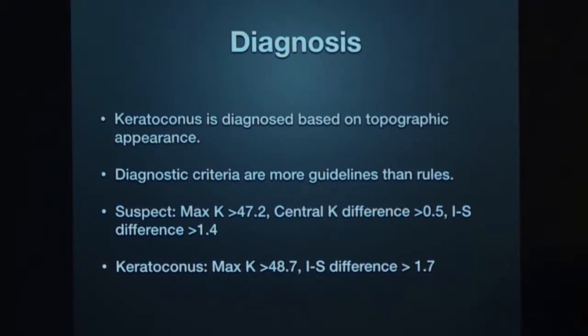The diagnostic criteria are more guidelines than rules. I have written up here numbers that would make somebody a suspect and numbers that would make somebody have the diagnosis of keratoconus. But you can look at somebody's cornea and look at their numbers, and they don't meet the numbers, but the way the topography looks, you would say, yes, this is keratoconus. You might even look at numbers that are worse than these and say, well, but for whatever reason, it's not keratoconus. So it's not like a rule. It's more like the speed limit.